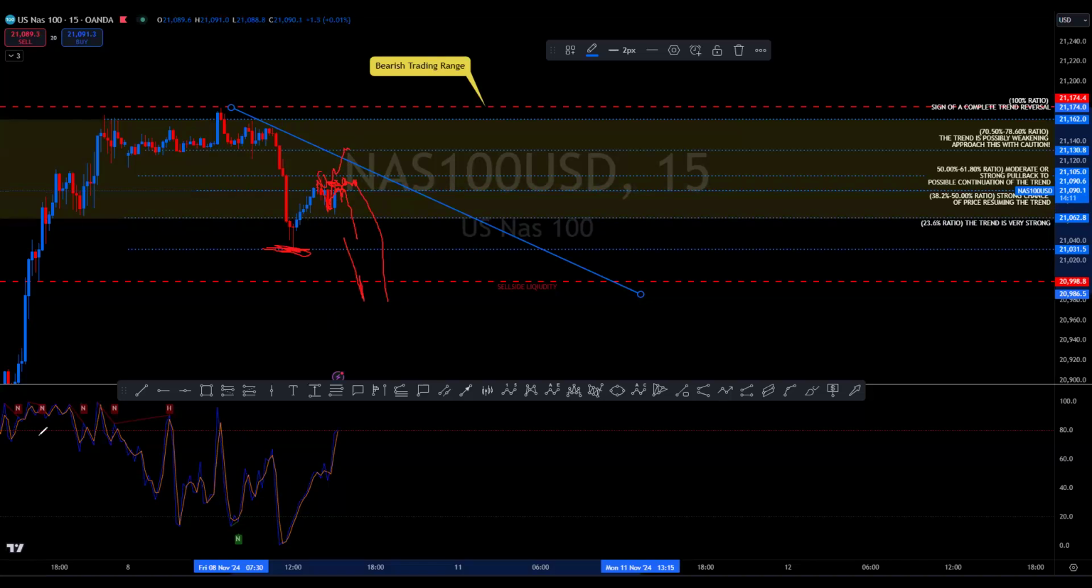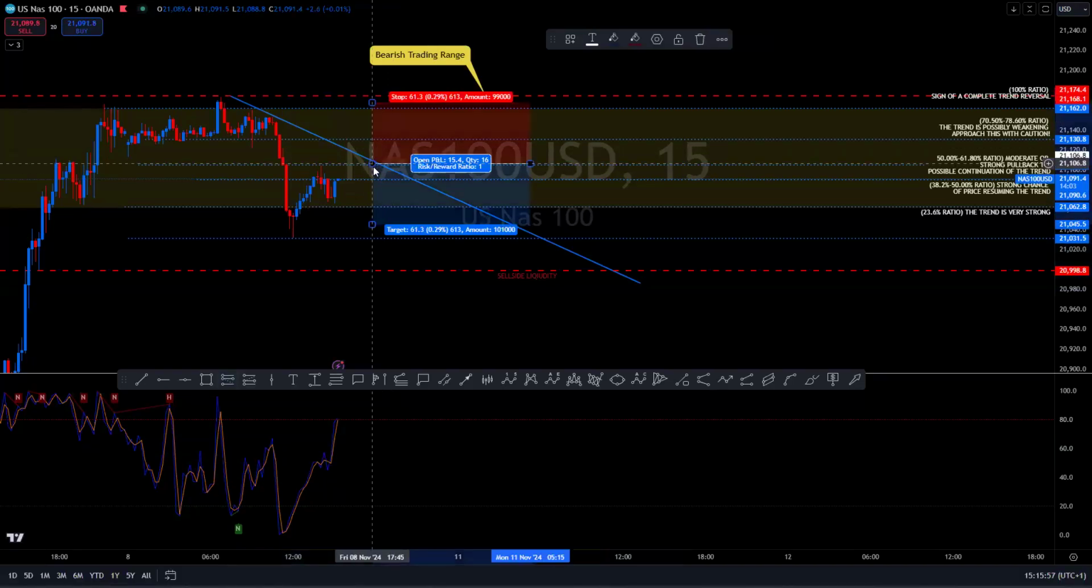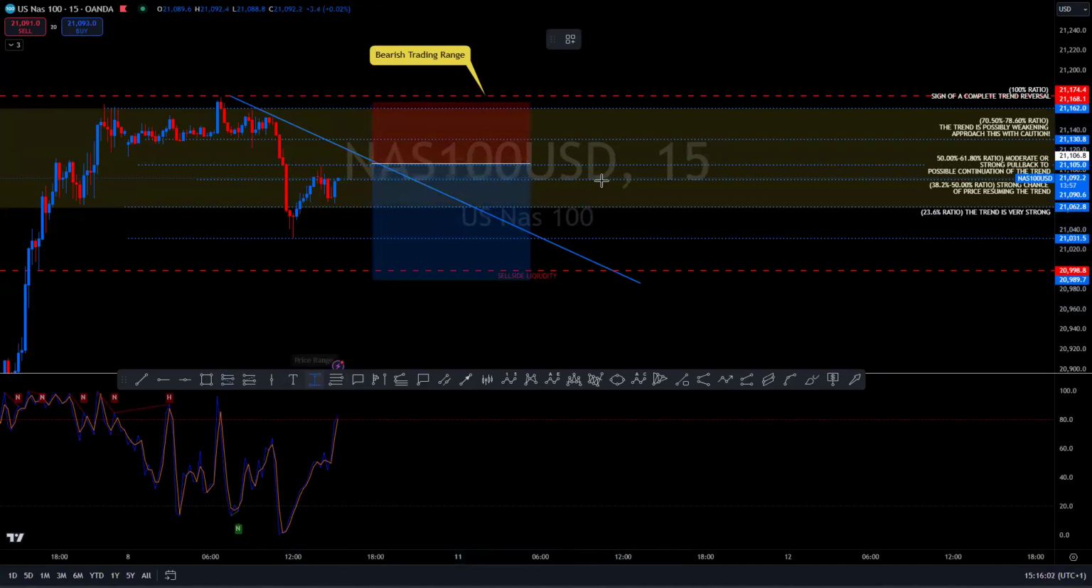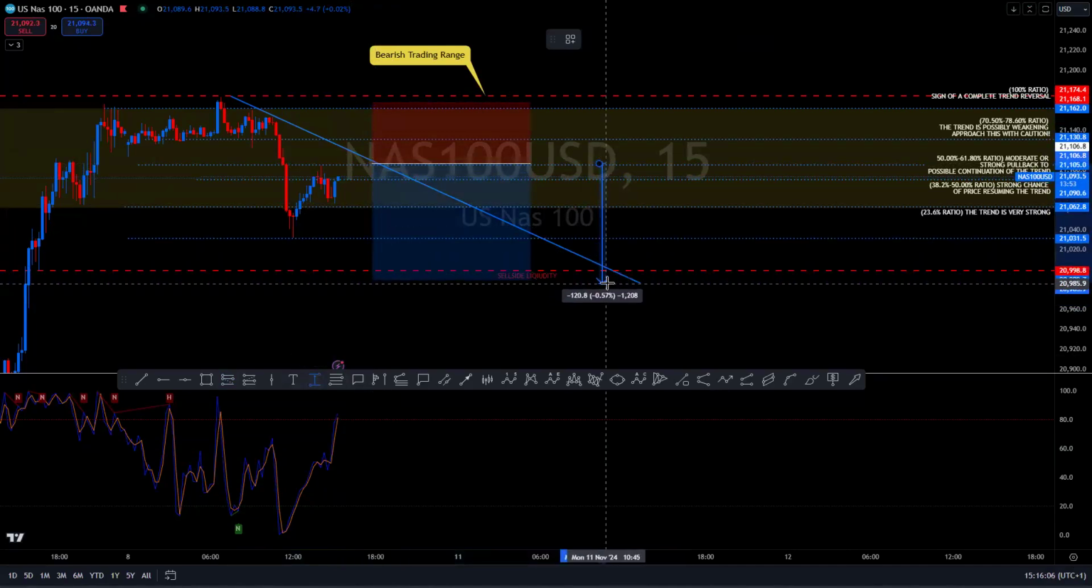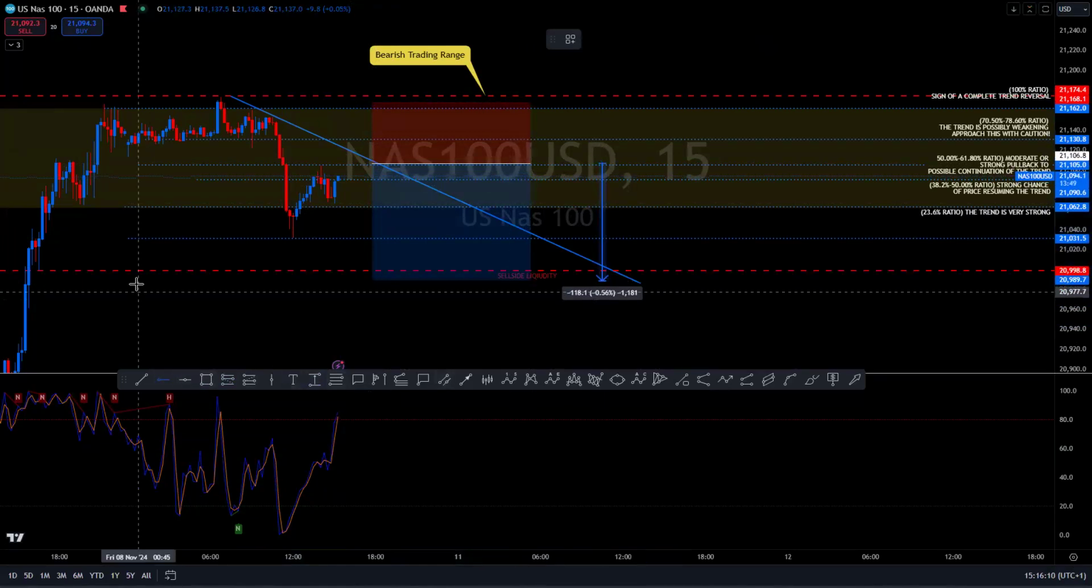So with that being the case, I'm looking to do a sell position, and looking for this to be my entry, with my TP down here. The price goes all the way down to here. This is about 1100 points.